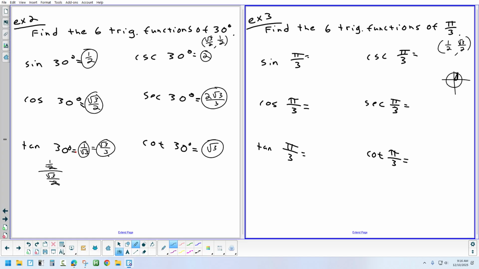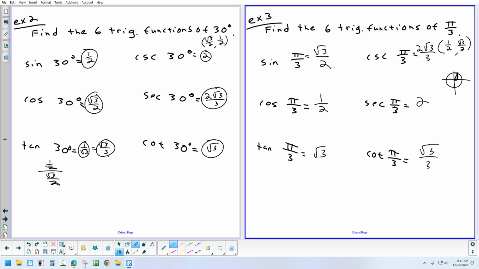What's the sine of pi over 3? Yep, root 3 over 2. What's the cosine of pi over 3? Yep, 1/2. And what about the tangent of pi over 3? Marcel? Root 3. Yep. And now to get the other ones, we're just going to flip them. So this is going to be 2 root 3 over 3. This is going to be 2. And the last one is root 3 over 3.